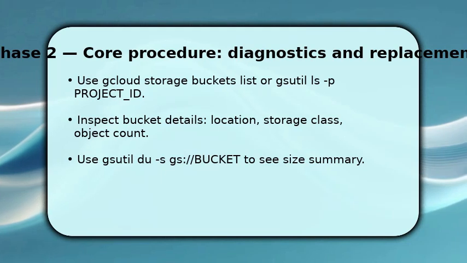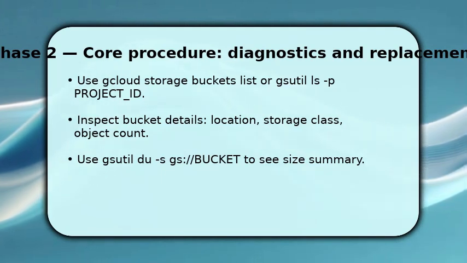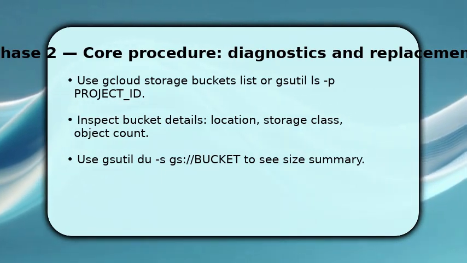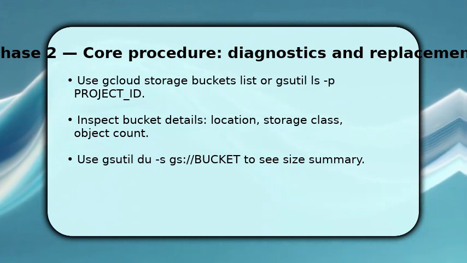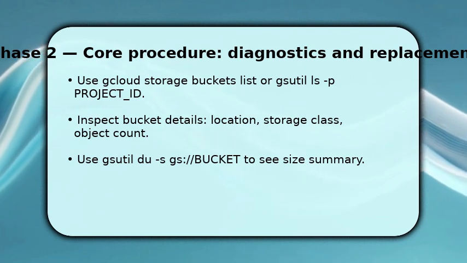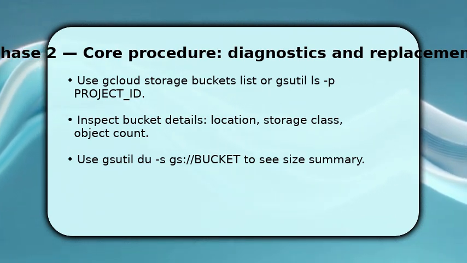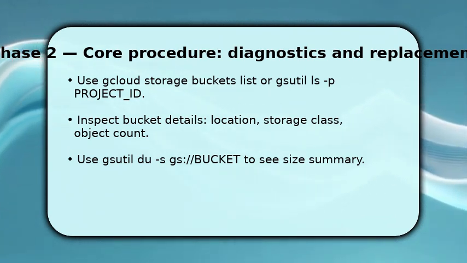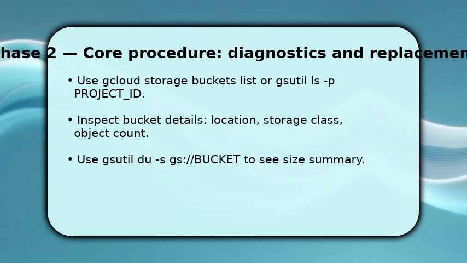You now list and inspect storage quickly. Run gcloud storage buckets list or gsutil ls -p project ID to see bucket names. Once you have a bucket, use gsutil ls -L gs://bucket to view location, storage class, and retention settings. That tells you how data is stored and costs accumulate.